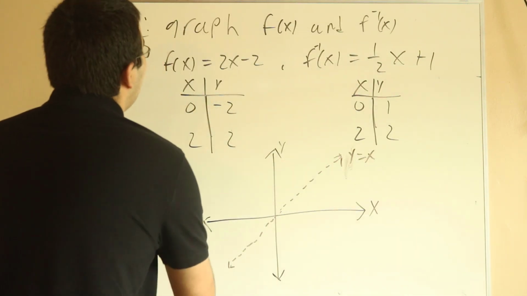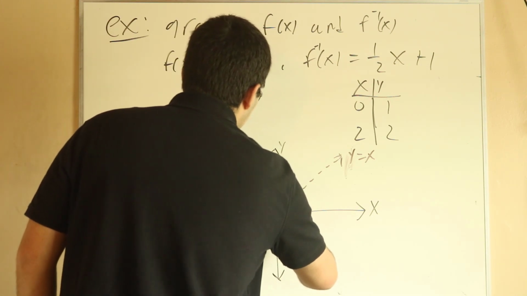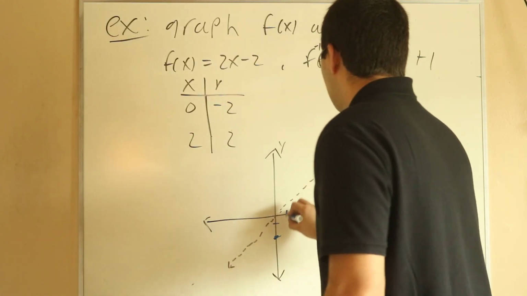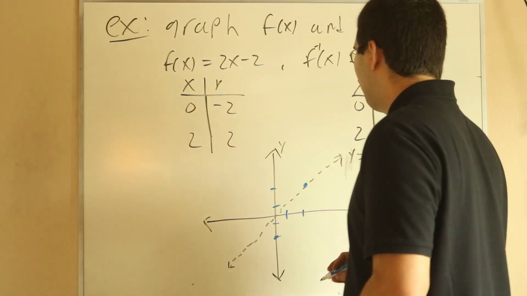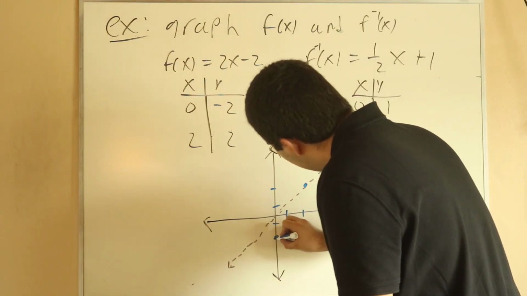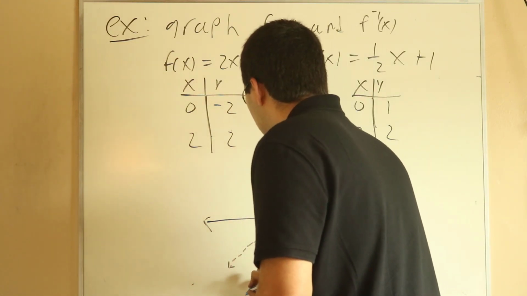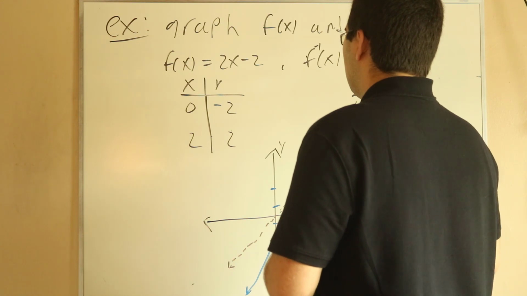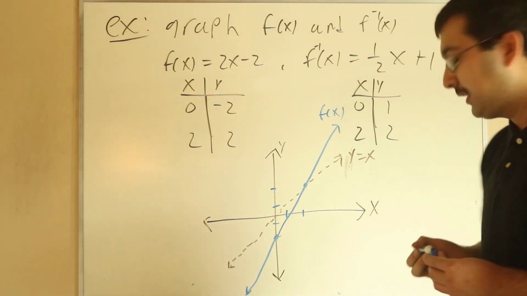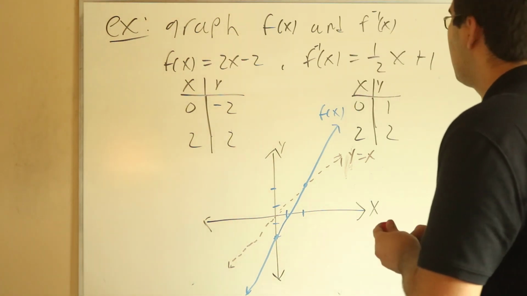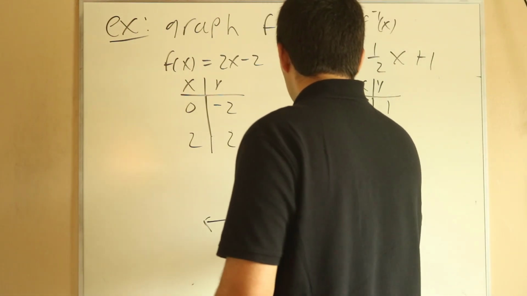Now let's graph f of x first. So we're going to have 0, negative 2. Okay, there's our first point. Then we're going to have 2, 2. We're going to have that point. Okay, so then connecting this, this is f of x. Now we want to graph f inverse of x. So do the same thing, plot our 2 points. We're going to have 0, 1, and we're going to have 2, 2.